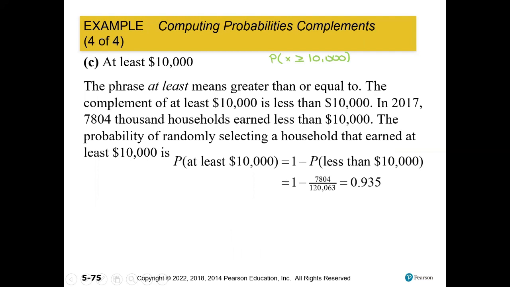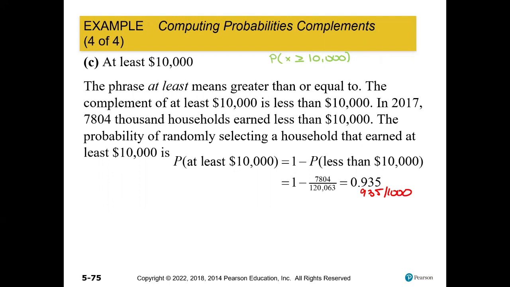Makes more sense for me to take 1 minus the one I don't want than it is to add all of those individual fractions together. And again, that is a complement value. And again, we can explain what that means. 0.935 would be 935 out of 1,000. So if I were to sample 1,000 people, we would expect about 935 of them to be earning more than that $10,000.